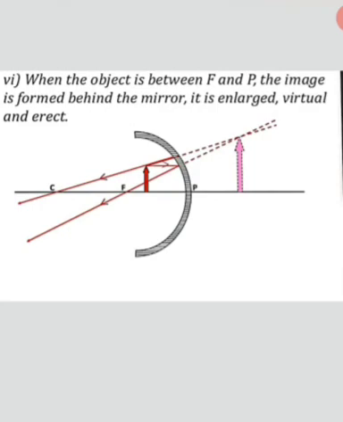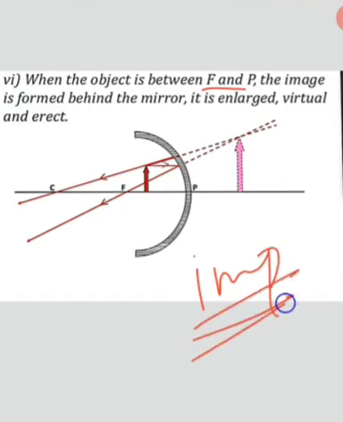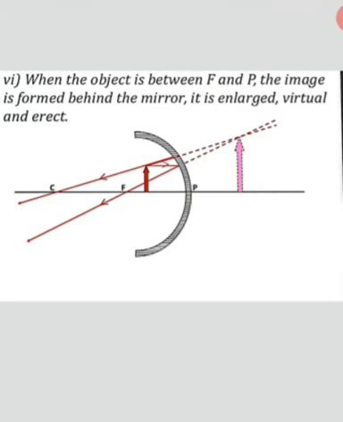Next is when the object is between pole and focus. This is a very important case, as it is used in our day-to-day life, and is the biggest application of a concave mirror. When we place any object between focus and pole, its image is formed behind the mirror. This pink one is the image. Its size is enlarged, as you can see in the figure, and its nature will be virtual and direct. This is the only case of a concave mirror in which a virtual and direct image is formed.